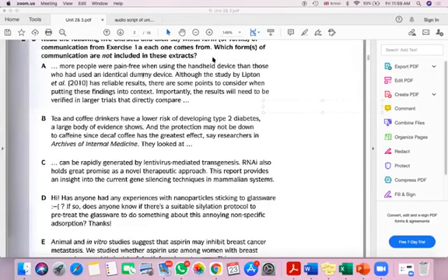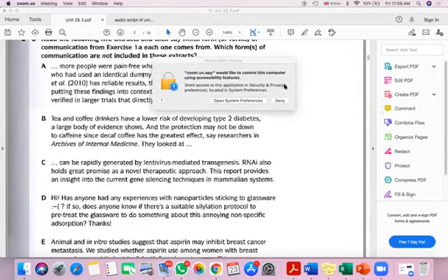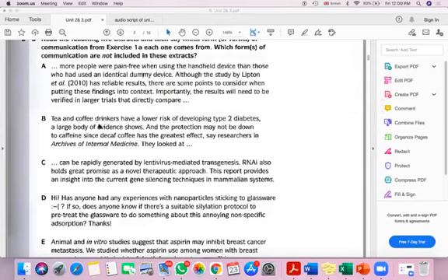But we don't have who say this, all right? And like this example, for example, when this one says Lipton et al. Now here we say a large body of evidence. This is very general. And the protection may not be down to caffeine, since decaf coffee has the greatest effect.